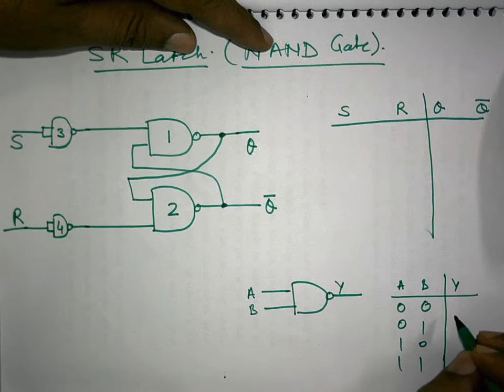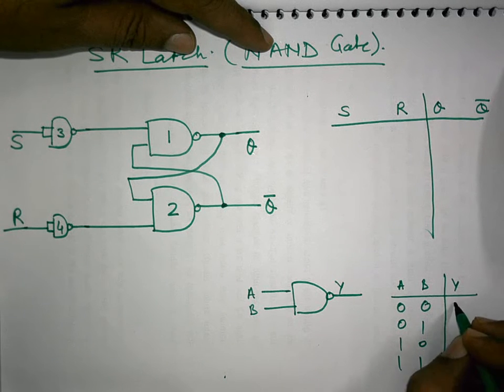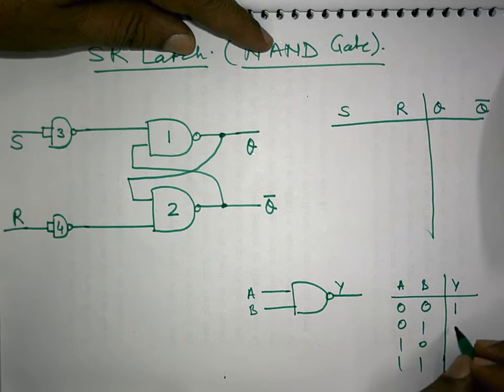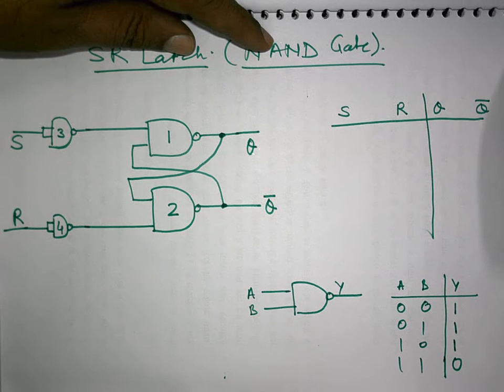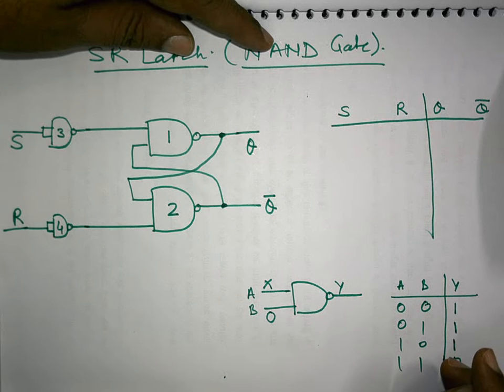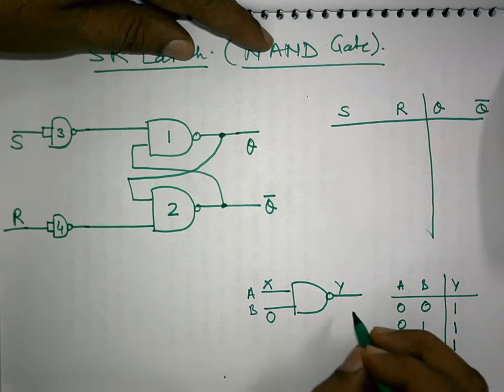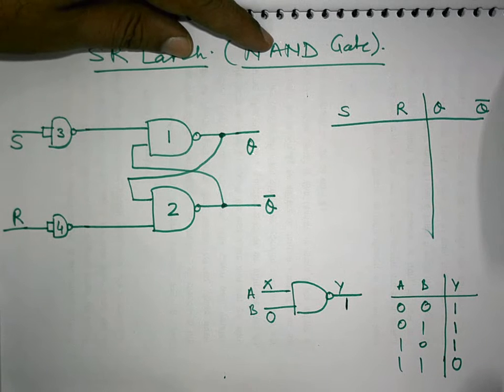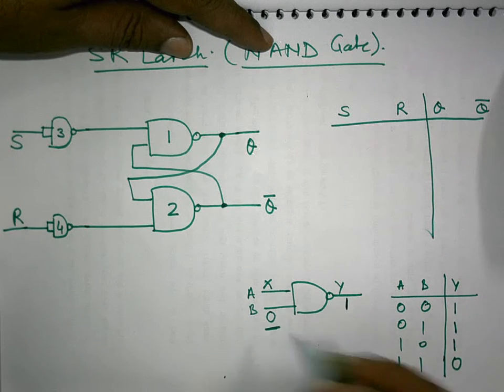If we apply 0, 0, the output is 1. If we apply 0, 1, the output is 1. If we apply 1, 0, the output is 1. And on 1, 1 it is 0. So what is very clear from this truth table is that if 0 is applied at any one of its inputs, then it is needless to see what is coming at the other input. The output will always be equal to 1. So here the decision making input is 0.